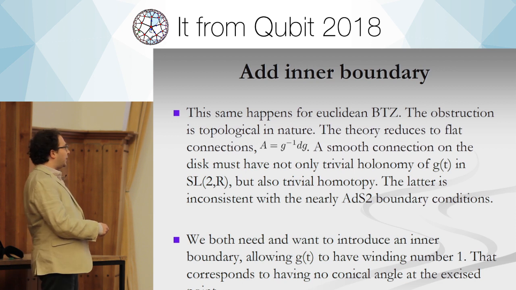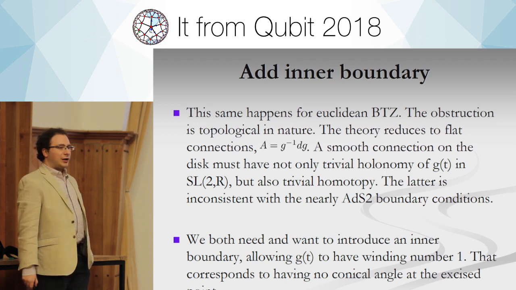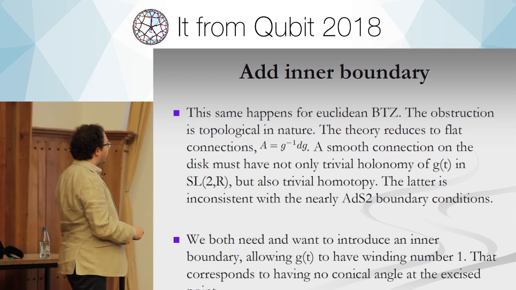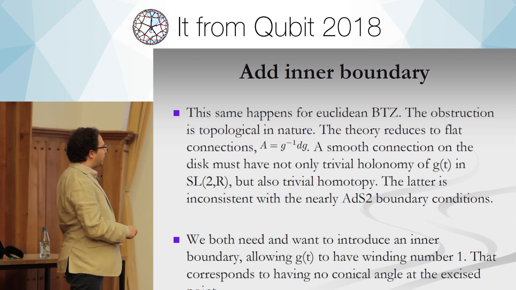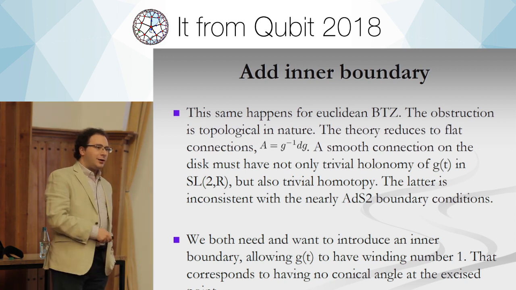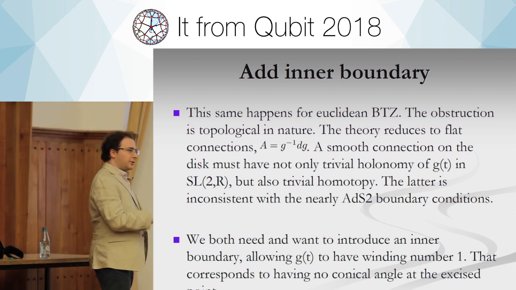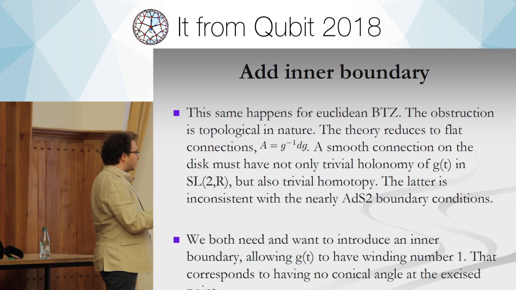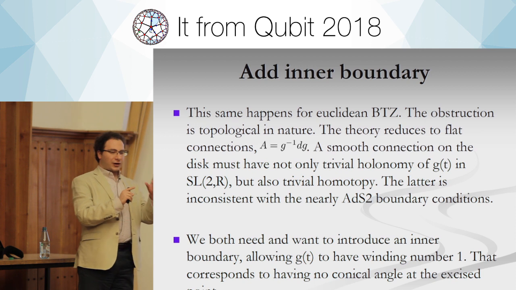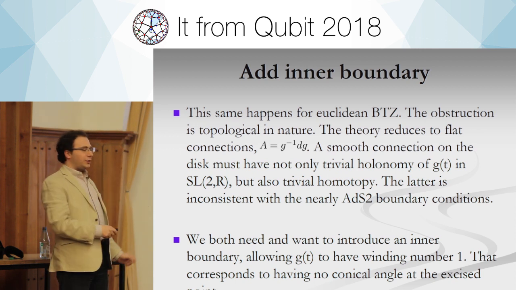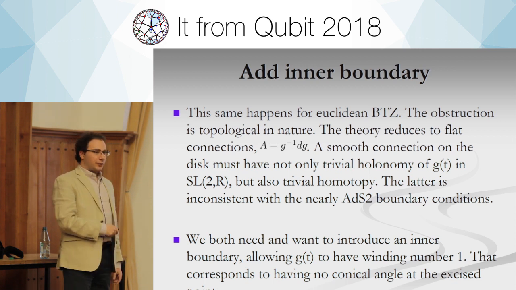Well, that's true because the G is supposed to be well defined in the disk, and the circle is contractible in the disk. So it's supposed to have trivial holonomy. But not only that, it's supposed to have trivial homotopy in SL2R. And in the Euclidean version of this BF theory being related to 2D gravity, the spin connection direction is Euclidean, so it looks like an SO2 connection.